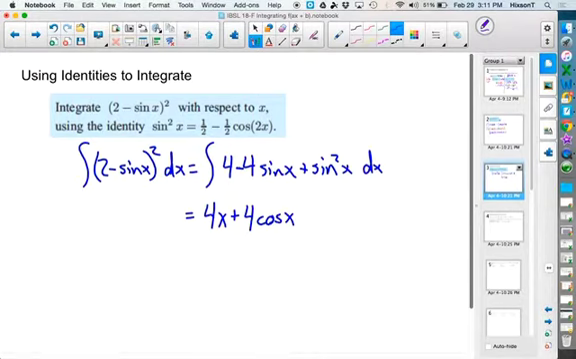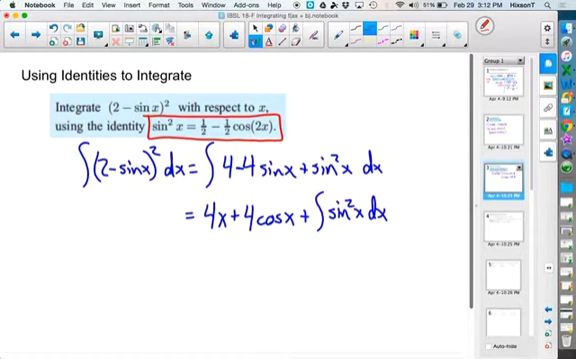The problem is, though, we don't have anything for sine squared. Why can't you just do negative cosine squared? It doesn't work that way, because you have a function inside a function here. There's no chain rule, there's no product rule, there's nothing like that for integration. So, this is where this identity comes in.